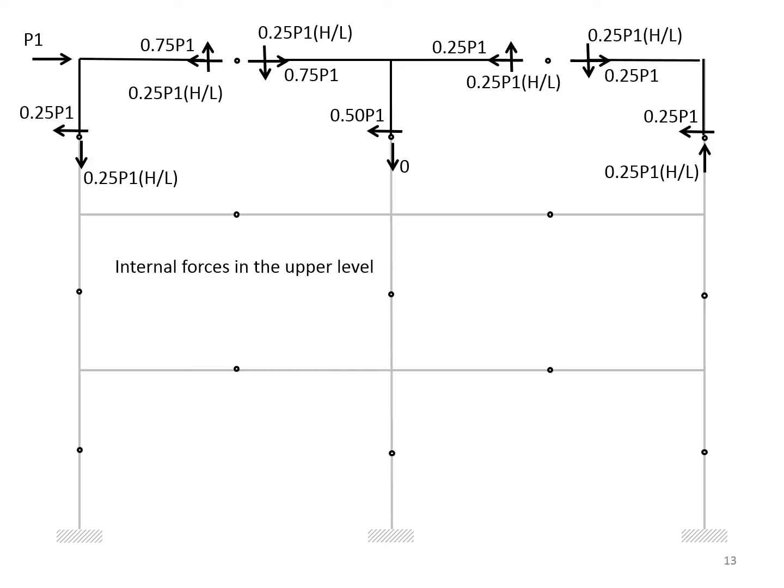Here are all the internal forces in the upper portion of this frame. You notice that the axial load in the middle column is 0. However, the axial load in the beam starts at, as you can see, 0.75 P1. As you go to the right, it is further reduced to 0.25 P1. And the shear forces are shown. Notice that the axial load in the left column is 0.25 P1 H over L, and the right column is in the opposite direction, but with the same value.